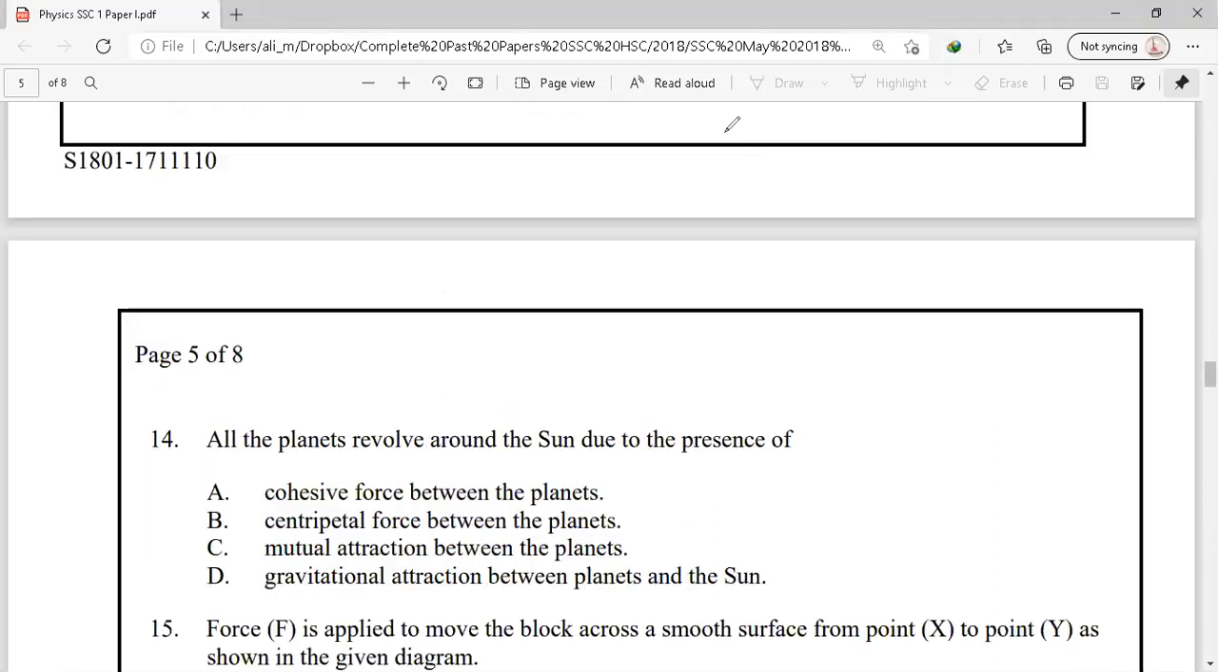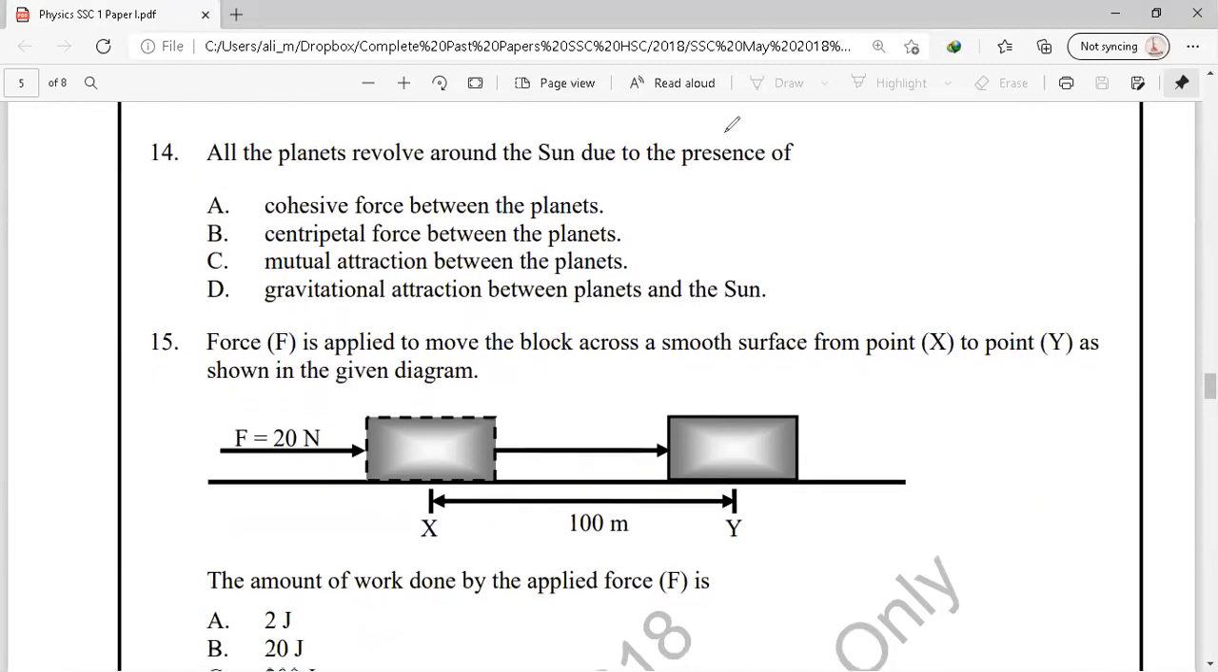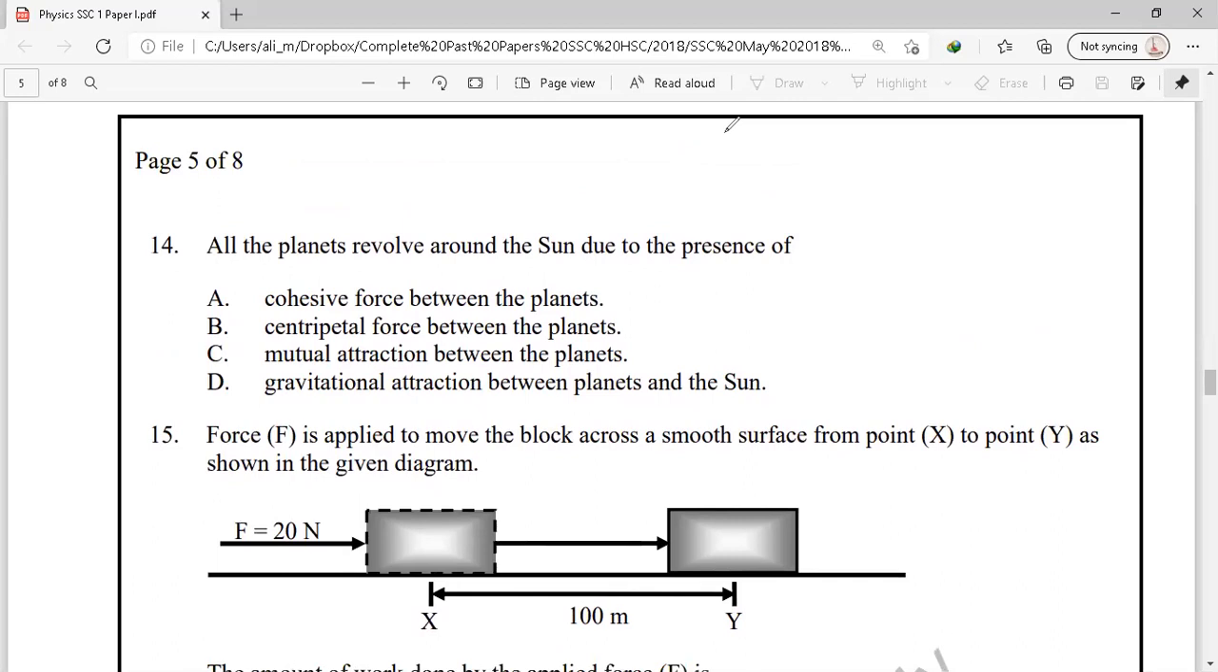Let's move to the next question, that is question number 14. This question is again from chapter number 5, gravitation. All of the planets revolve around the sun due to the presence of a certain force that acts between the planets and the sun, due to which all the planets revolve around the sun in a circular path.